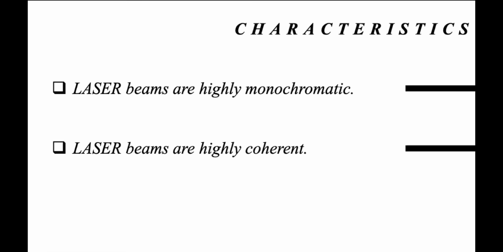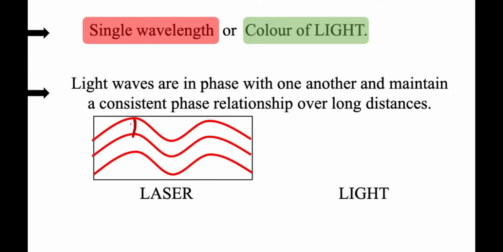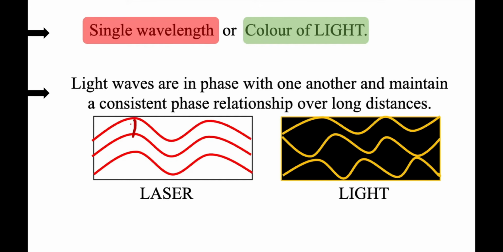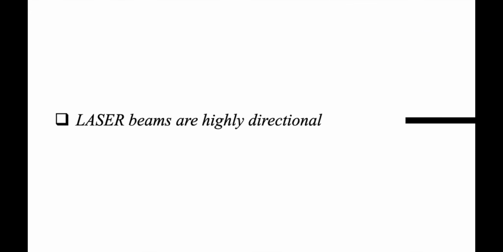The second characteristic is that laser beams are highly coherent. That means light waves are in phase with one another and maintain a consistent phase relationship over a longer distance. In the case of a laser beam, crest and trough are in single phase, and they maintain the same consistent phase relationship over a longer distance. But in the case of normal light, there is no such relation, as you can see in this diagram.